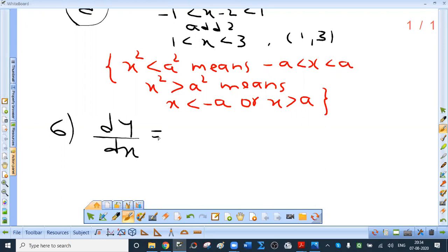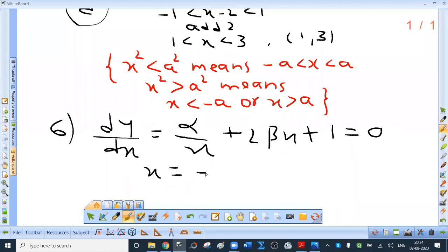So what is derivative of alpha log x? It is alpha upon x. Plus it will be 2 beta x plus 1. Is it correct? Yes. Plus 1, and we have to equate that with 0. x equal to minus 1, x equal to 2 are roots of above equation.